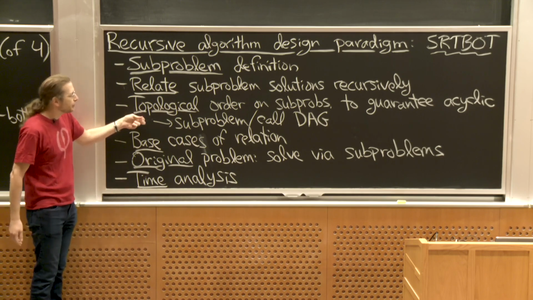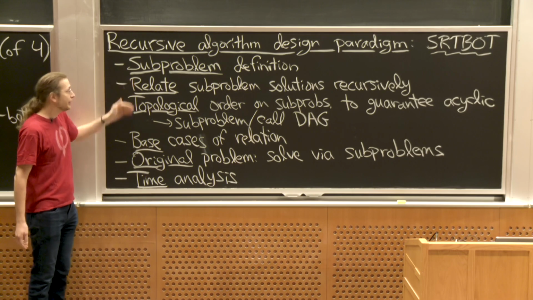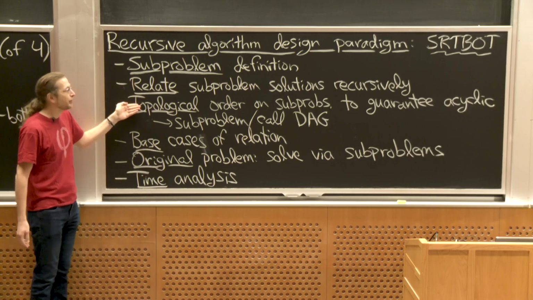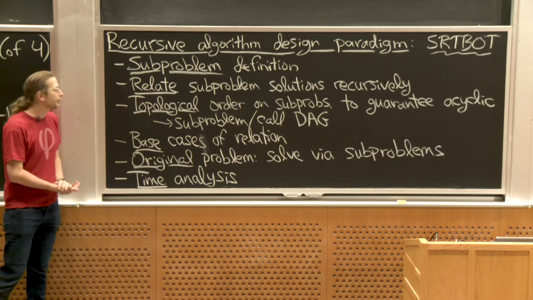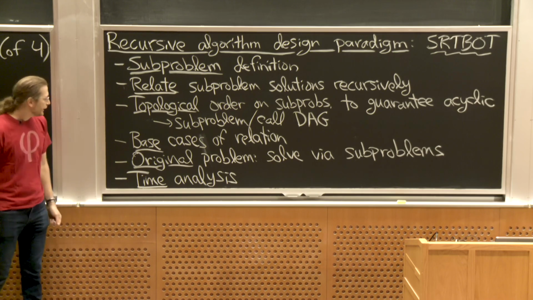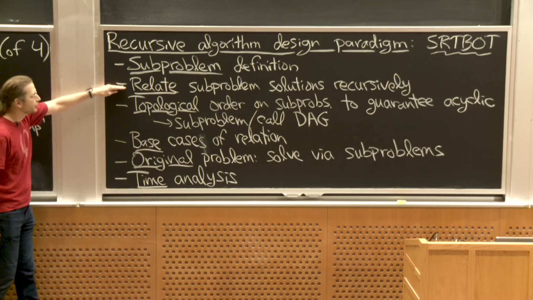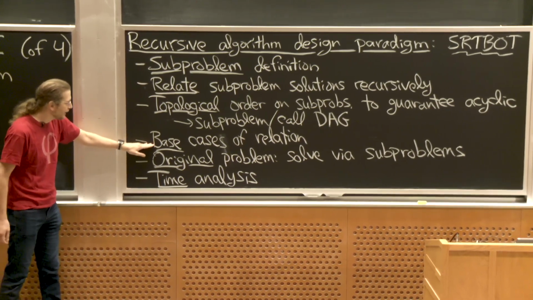And so to make sure that these dependencies between subproblems given by this recurrence relation are acyclic, one way to do that is to specify a topological order. Or you could prove it some other way. But often it's just a for loop to say, just do it in this order. Then, of course, any recursive structure needs base cases, so that's a useful step not to forget.